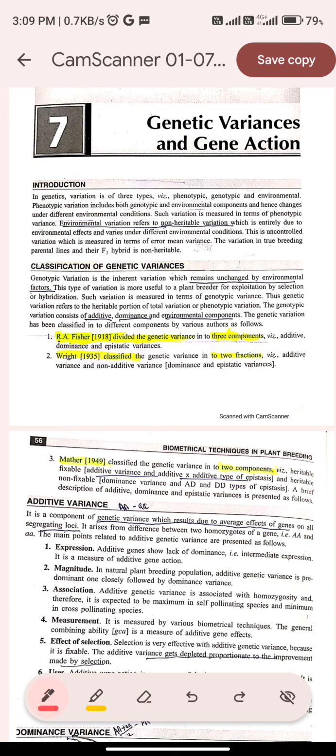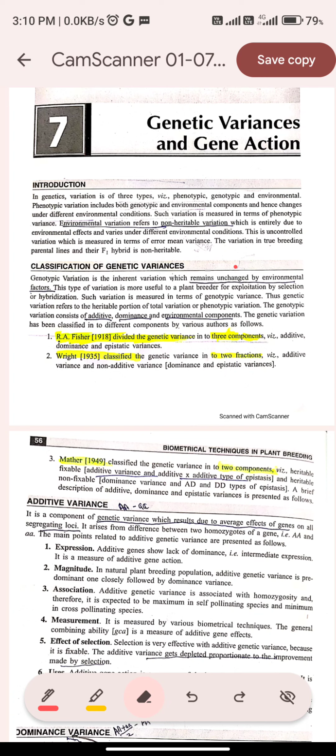Now we have to see what is variance. Genetic variance, in short we are writing GV, has classifications given by three people. First is R.A. Fisher. According to R.A. Fisher, 1918, he divided genetic variance into three components: additive, dominance and epistasis. These are the three components into which he divided it.